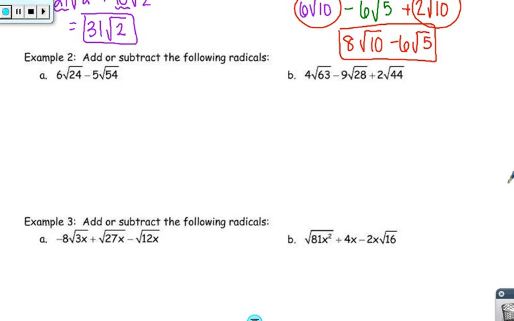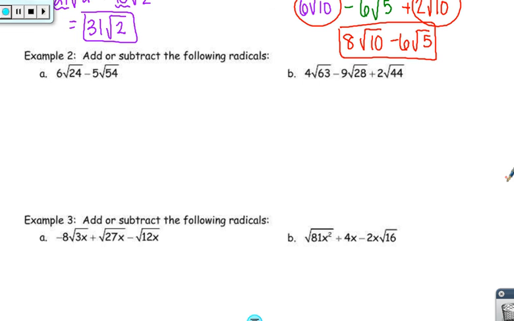Okay. Going down to the next example. 24. Well, 6 times 4 is 24. 2 times 3 is 6. 2 times 2 is 4. Group of 2 can go out. So 6 is already on the outside, times 2 for my group. This 2 and 3 are left over, so they stay in. So that first one makes 12 square roots of 6.